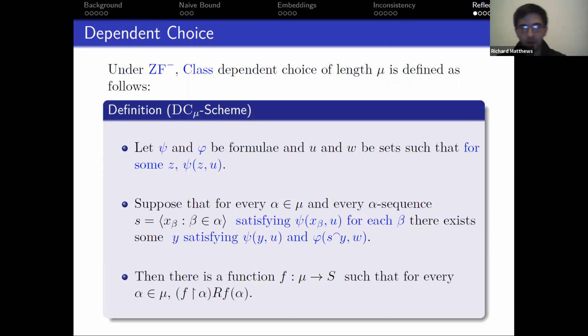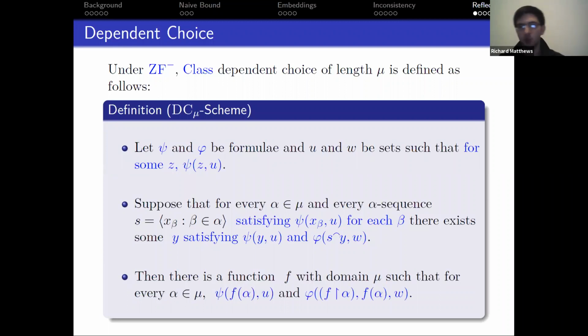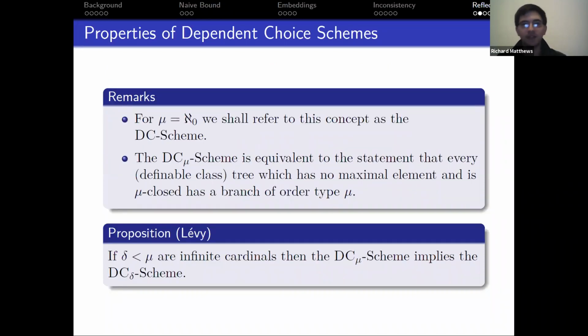Okay, so now if we have all of this set up, then I can give you a function f whose domain is mu, such that for each alpha, psi holds for f alpha of u, by which I mean f alpha is in my original set S, and phi holds for f restricted to alpha, f alpha, w. So this is just an obvious version of translating my statement into classes. Okay. So for mu equal to omega, this concept is just the DC scheme.